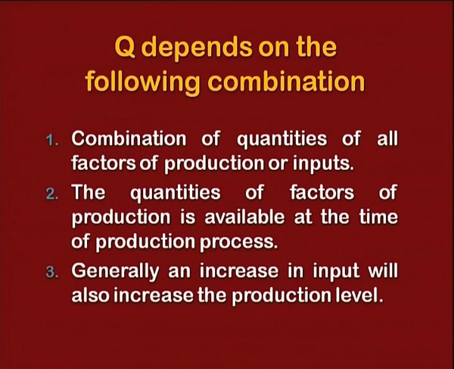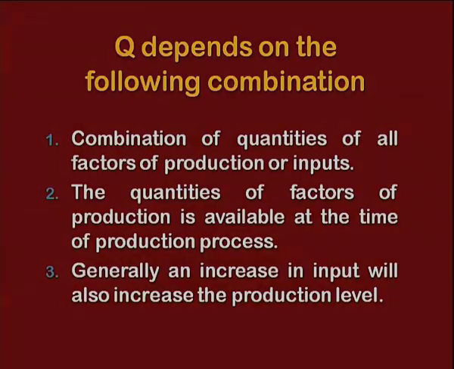Quantity depends on the following combinations: combinations of the quantities of all the factors of production or inputs. The quantities of factors of production are available at the time of the production process. Generally, an increase in input will also increase the production level.